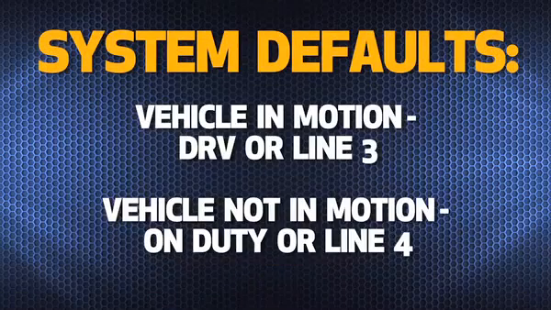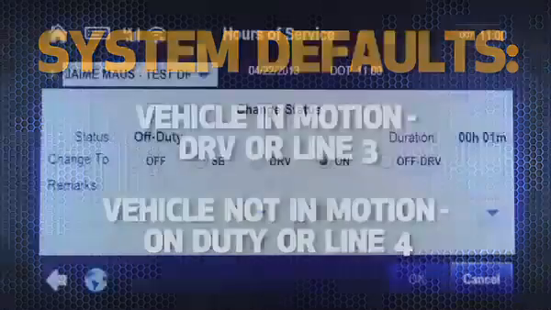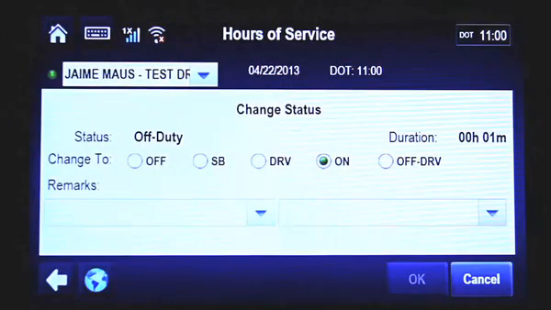Note that if you don't change your duty status to DRV or Line 3 before you start driving, the system automatically moves you to DRV status and locks you out of the Hours of Service application. If you forget to change your duty status after you stop driving, the system defaults you to On Duty or Line 4. If you need to change to Off Duty, Driving or Personal Drive Time, you must first get approval over the Qualcomm through a Macro 52.